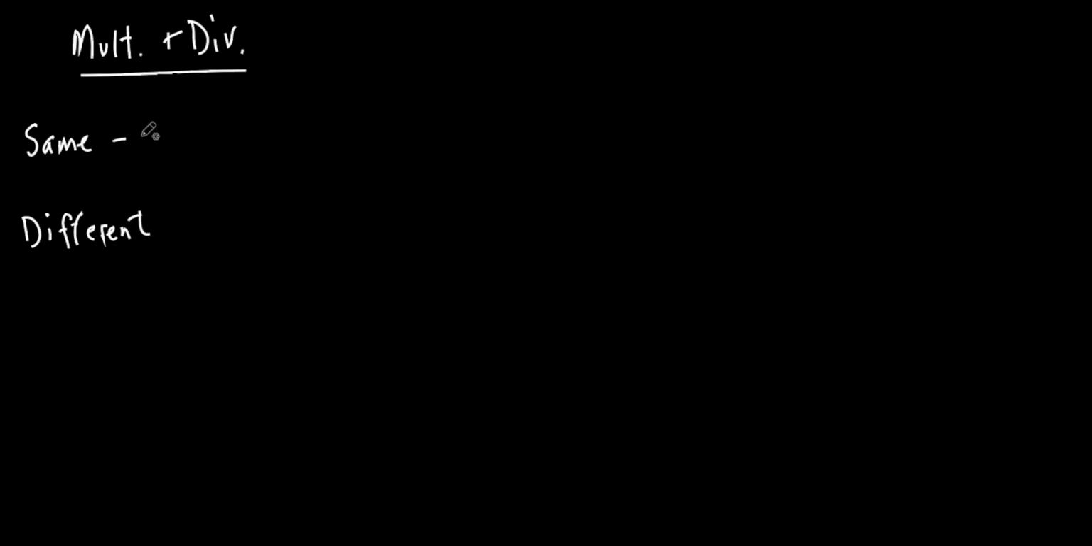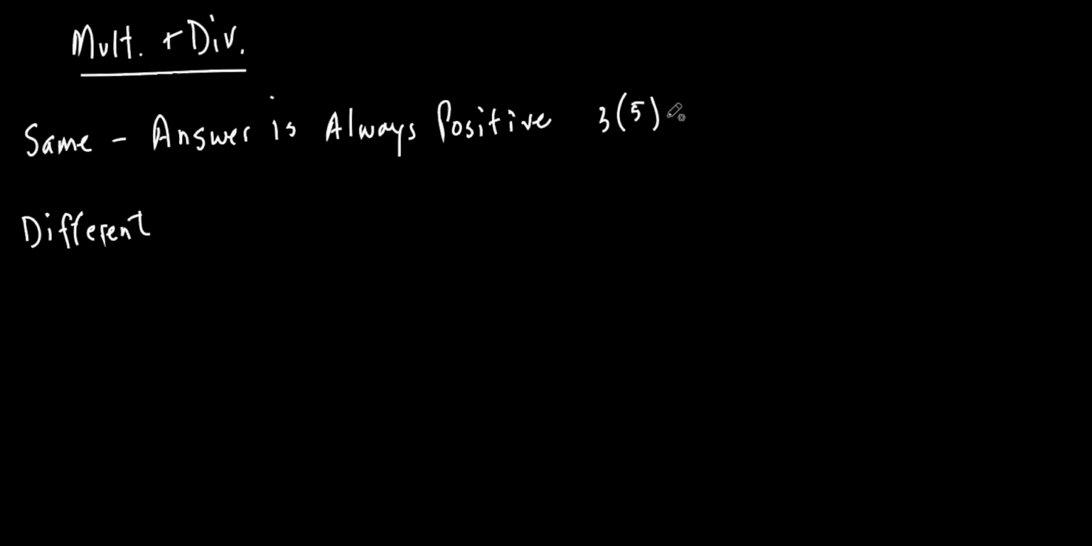So if I have the same signs, the answer is always positive. Okay? Let me give you an example. 3 times 5. They're both positive, right? So they're the same signs. So you multiply them together, you get 15. What's the sign going to be? Just positive. Okay, we didn't have to have any help with that.